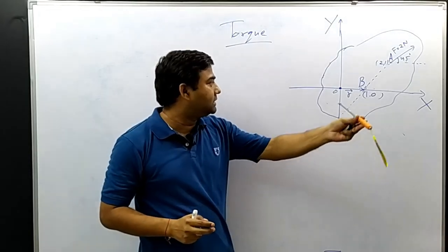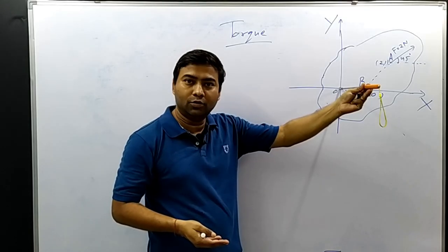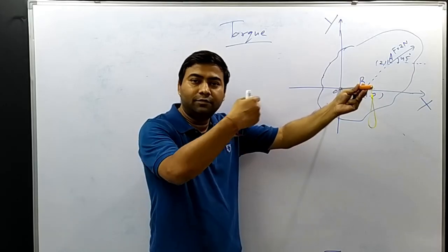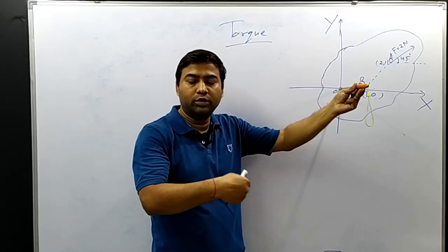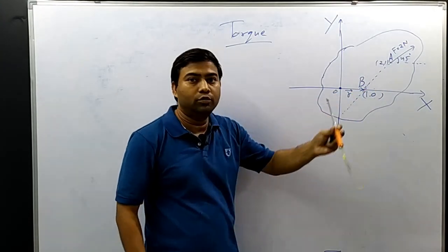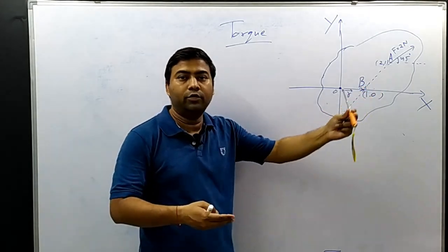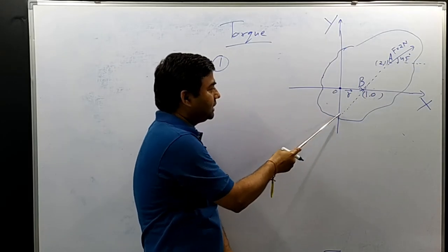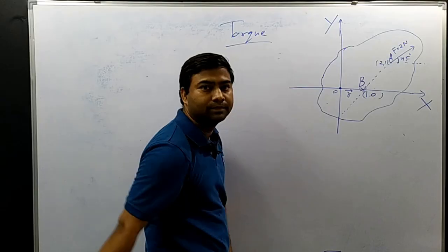That means if we imagine that this body has been fixed at point O, it is not able to move, but it is free to rotate about point O. Then the torque of this force F about point O will be the rotational tendency of force F about point O. We have extended the line of force. This dotted line is the line of action of the force.